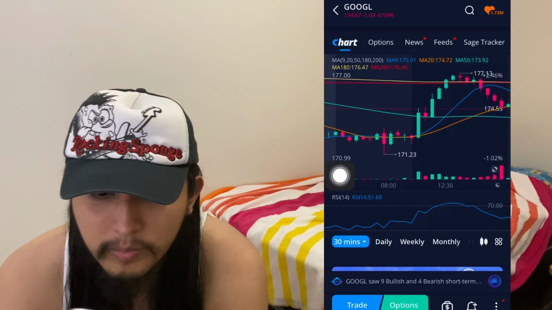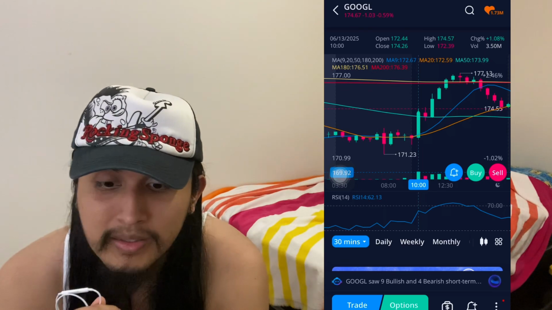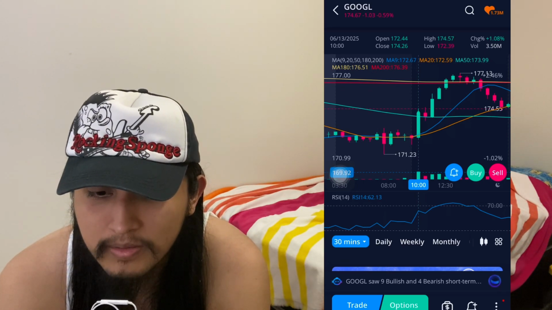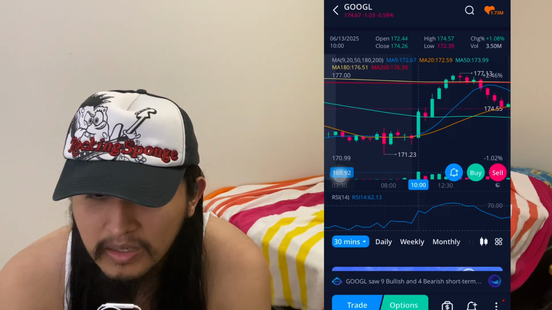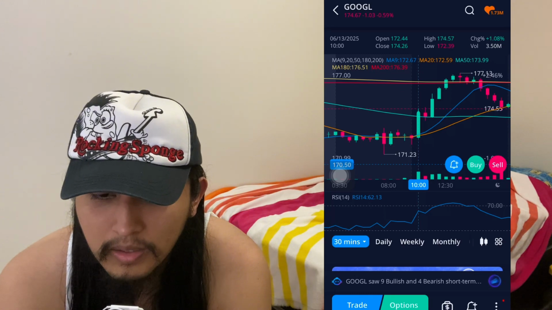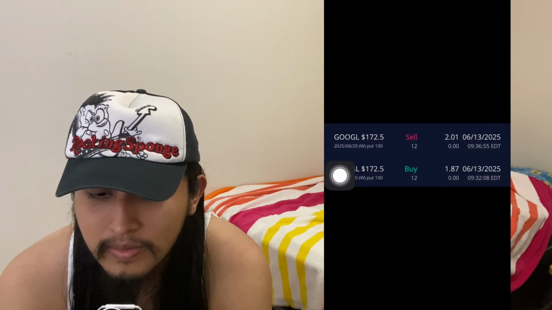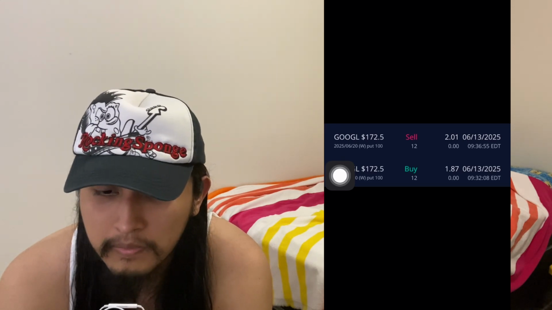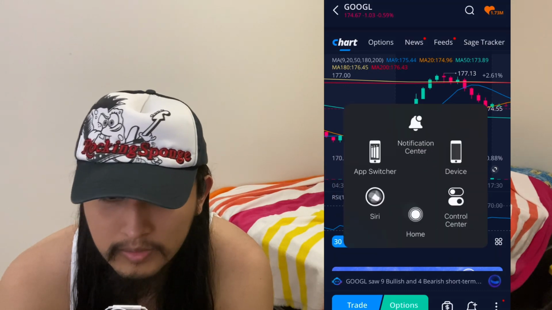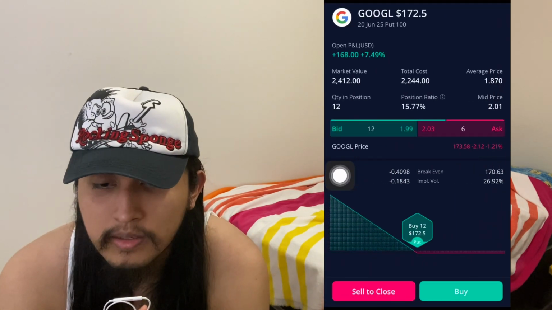So basically, the opening candle, what I did was I played some put options on Google once it approached the 50-day moving average. Once that occurred, at 9:36 I sold out the position after waiting for a rejection of the 50-day moving average, making a gain of $168 just trading Google put options.